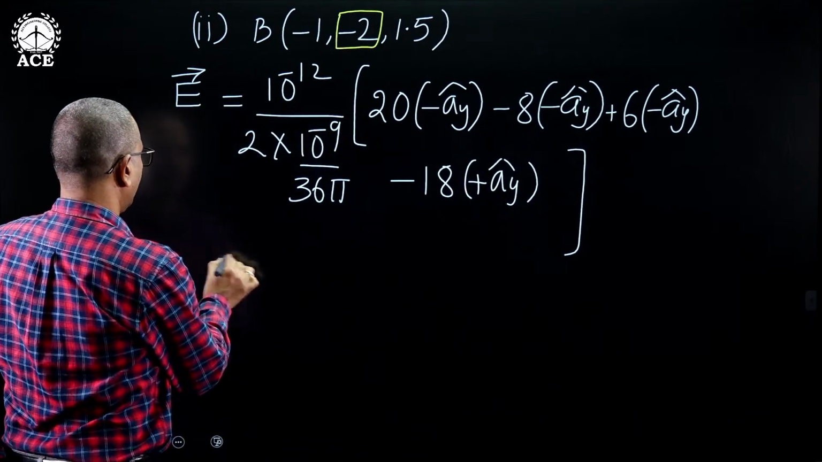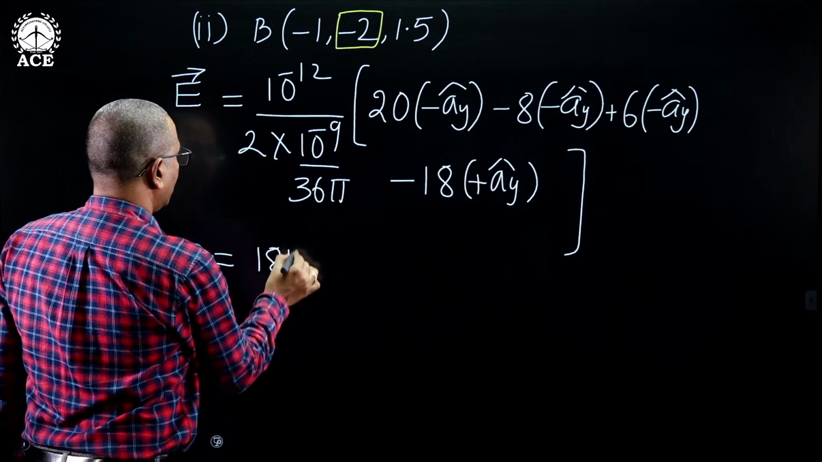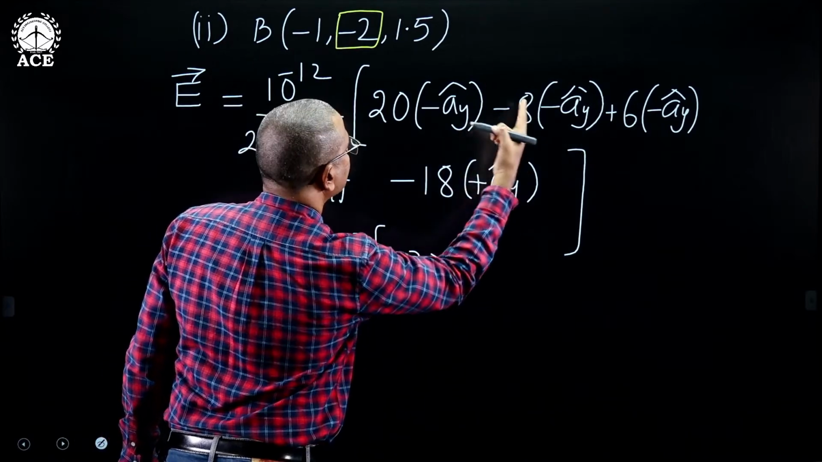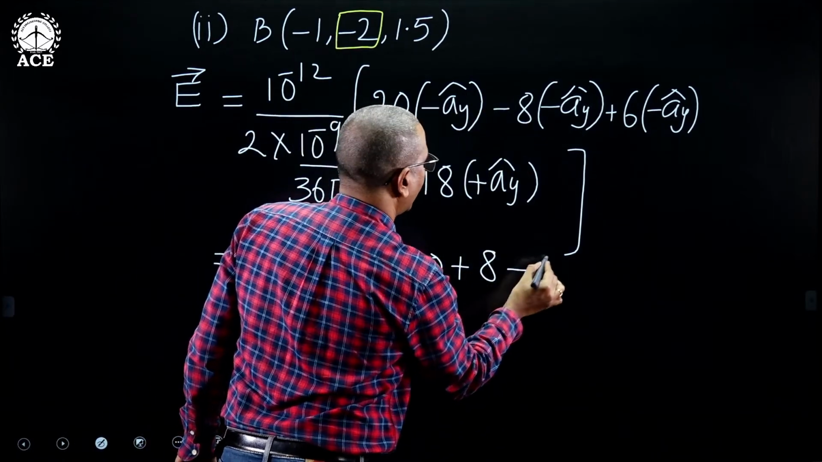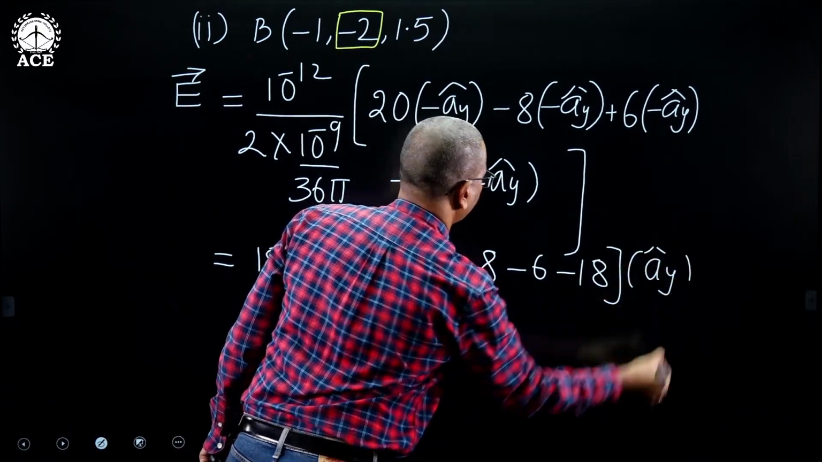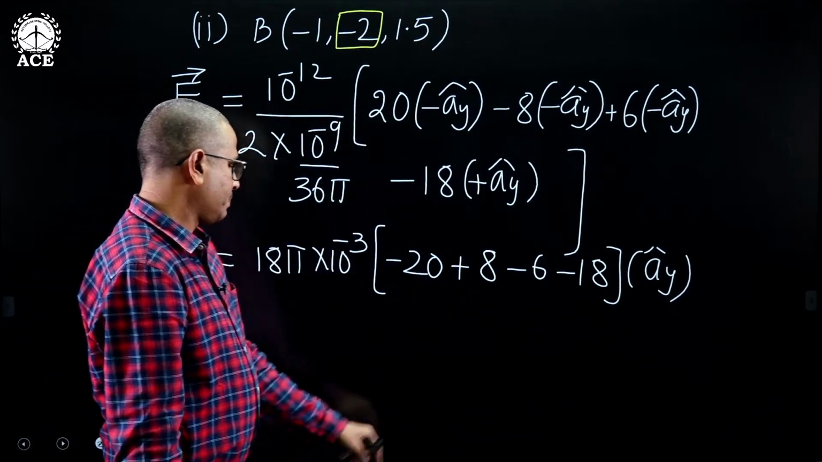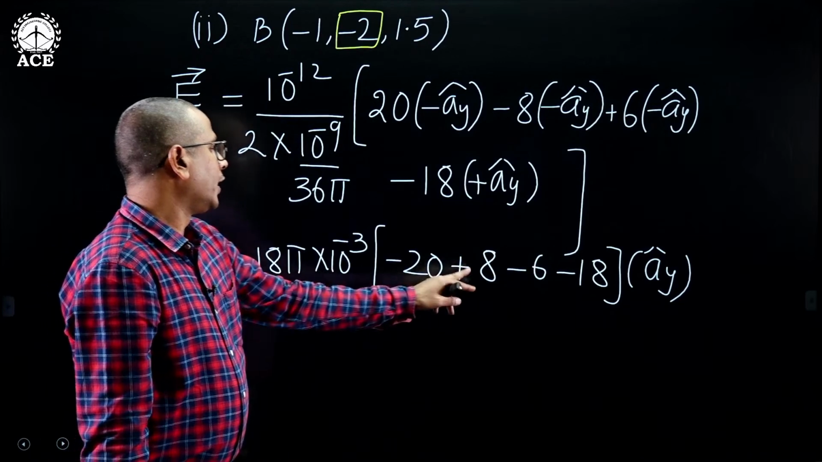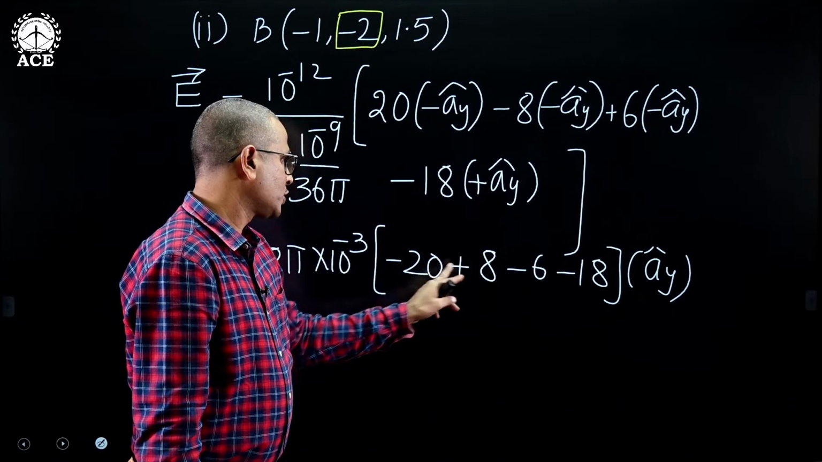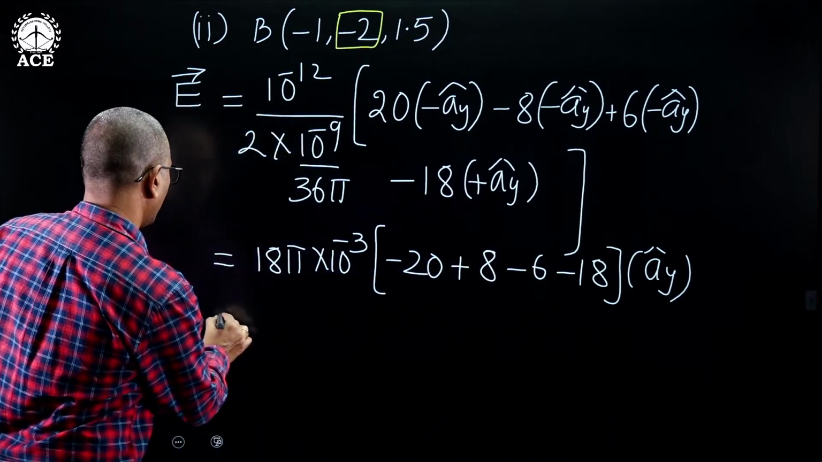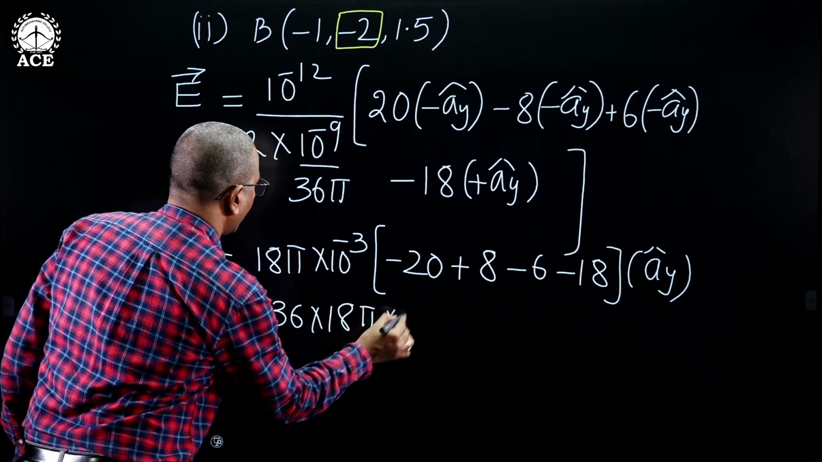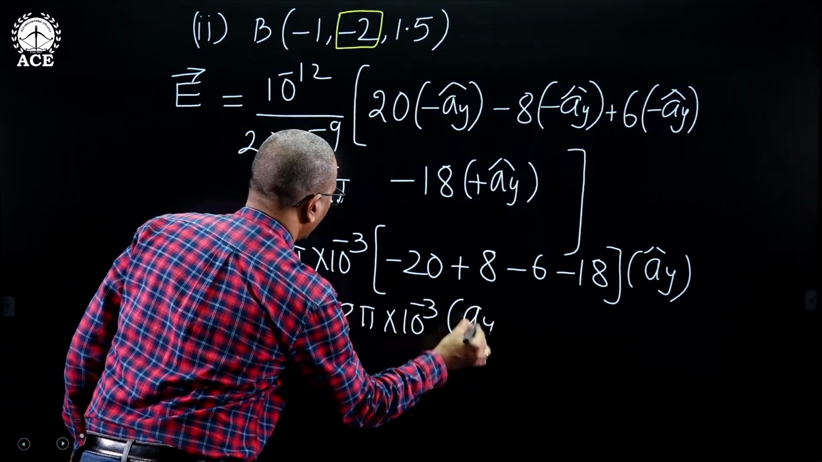Just simplify all these, we'll be having 18 pi again into 10 to the power of -3. I'm just writing -20, and this is minus of minus 8, -6, -18. Unit vector is ay cap. Look at the simplification, 8 minus 6, it is 2. After simplifying this, -20, and this one is 2, -18, and -36. Then you are getting around -36 into 18 pi 10 to the power of -3 ay cap.